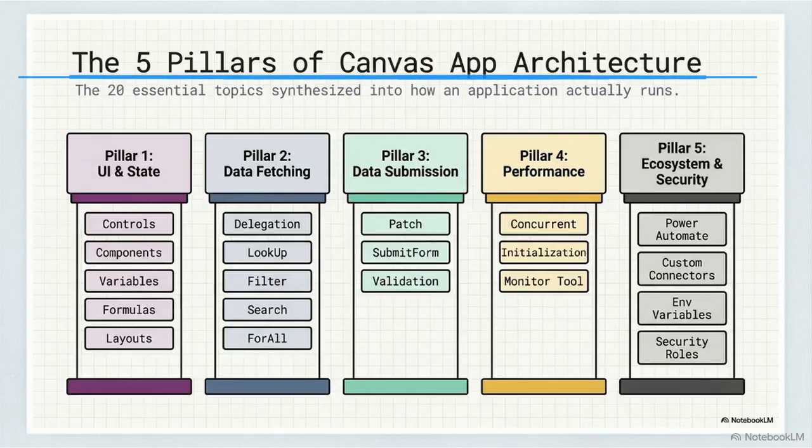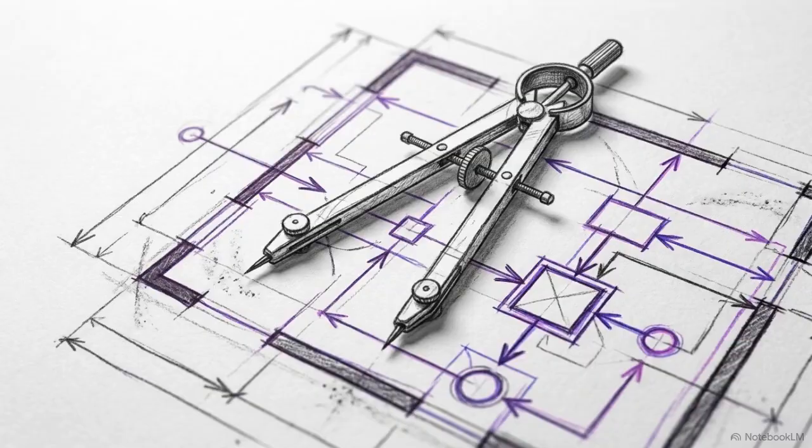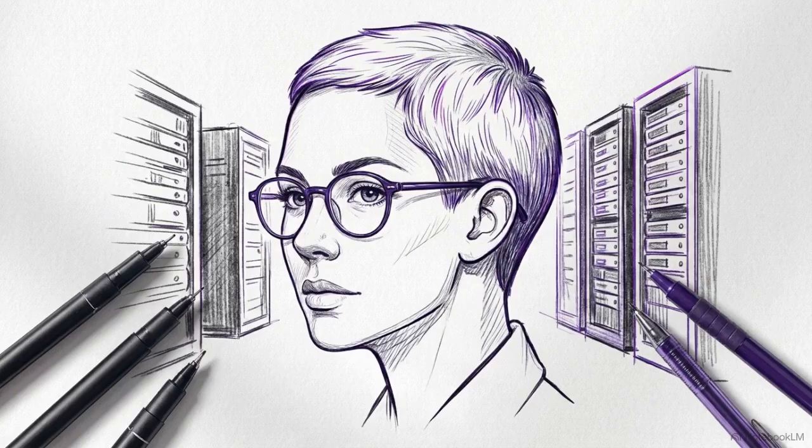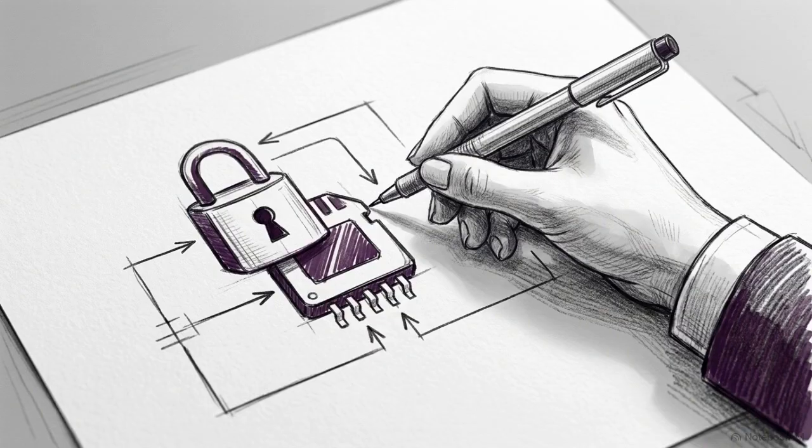had on the application. The technical interview will relentlessly test this framework across 5 distinct pillars of Canvas app architecture: UI and state, data fetching, data submission, performance, and ecosystem security. That data refuses to clear, even after the user navigates away from the screen, bloating the entire app. A seasoned architect will point specifically to context variables for these local toggles.